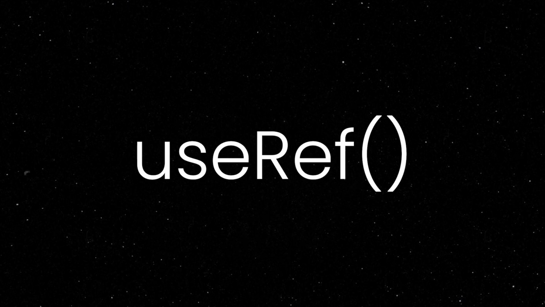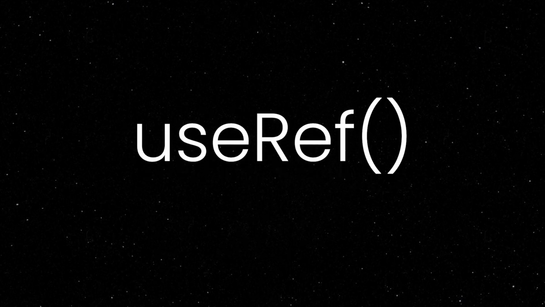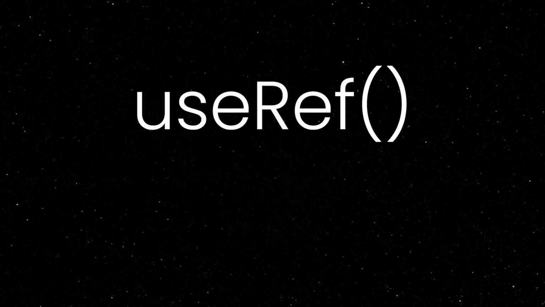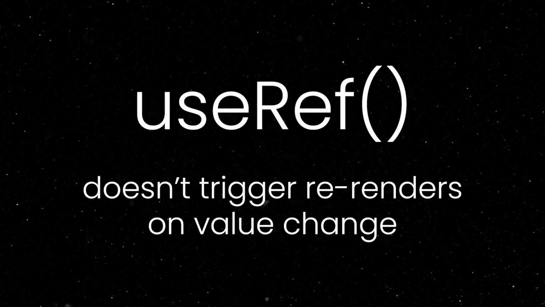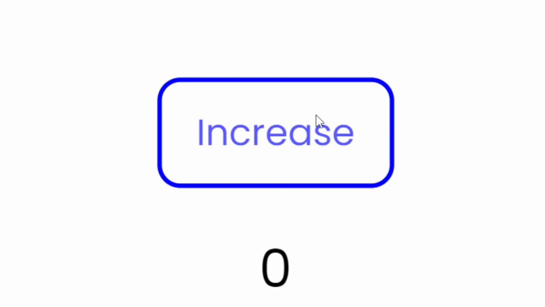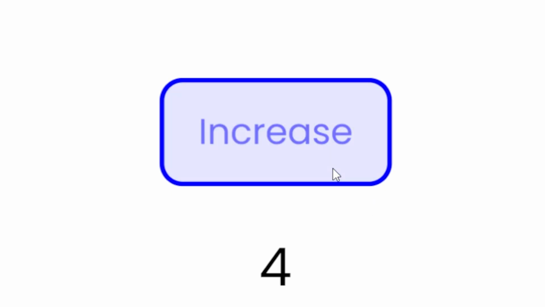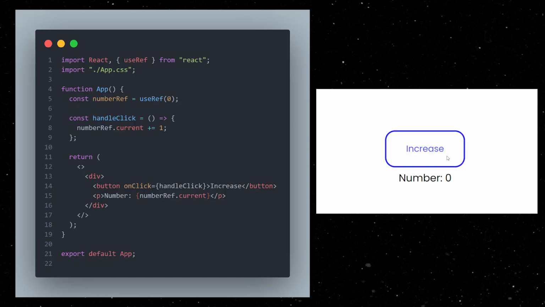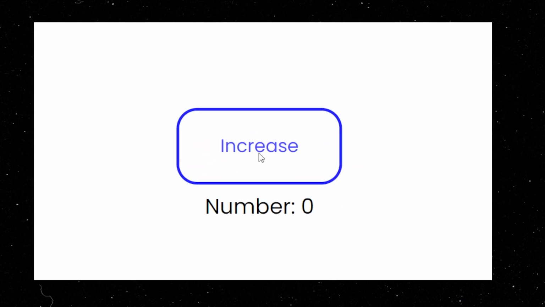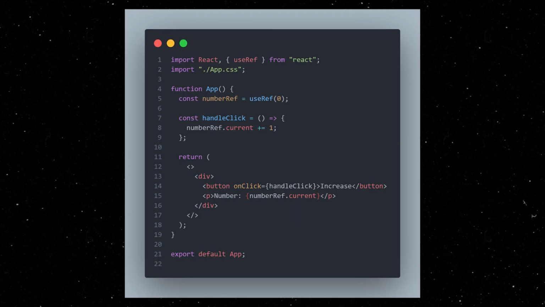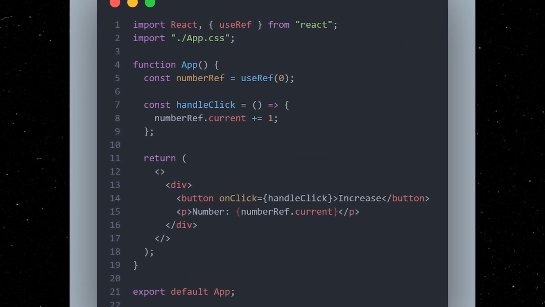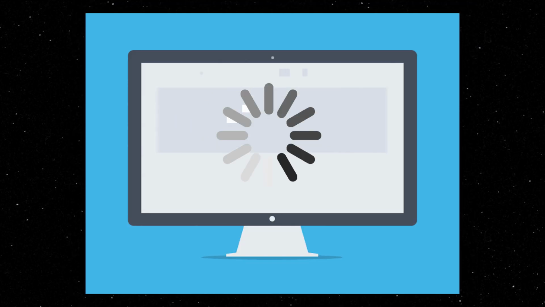Moving on to the next one, useRef. useRef is a hook that allows you to create a mutable value that will keep the same reference between renders. The most important part about useRef is it doesn't trigger a re-render when the value changes. If we use the increase button example again, using useRef this time, when you click on the button, you will notice that the count doesn't change. Because, as I said, useRef doesn't trigger a re-render to update the user interface. So this will be useful when you need the value to stay the same when the page gets re-rendered.